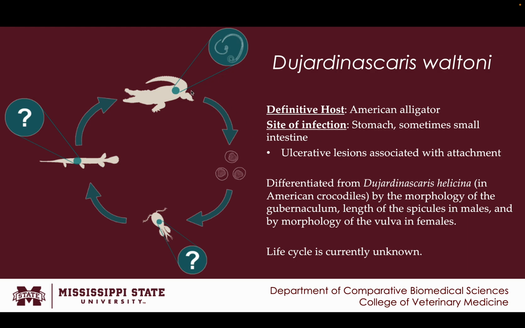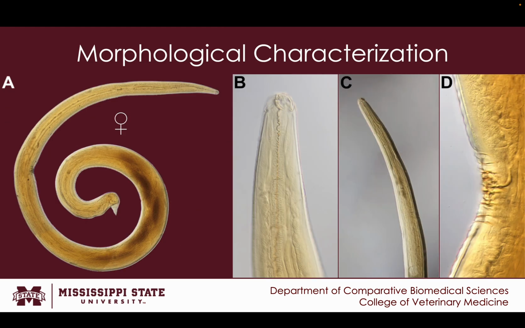So far we have its definitive hosts and its host before that, which is the gar, and we're trying to find out if the gar is infected by crawfish or copepods. So for the female, the morphological characterization is that the length of the female would be around 25,000 micrometers to 30,000.